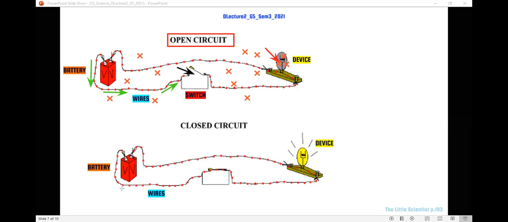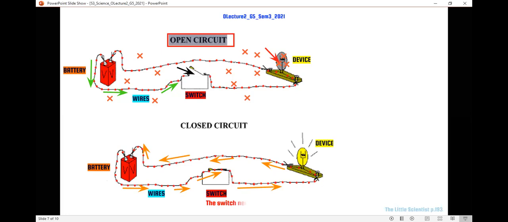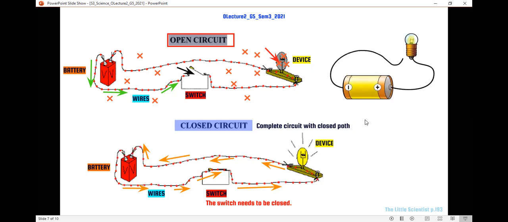Look at the second one. The electrons, you can see the red dots, are moving like this. The switch is on. This is a closed circuit. It is a complete and closed circuit. The switch is done. It's closed. It's complete. We need a closed path for the electrons to move.